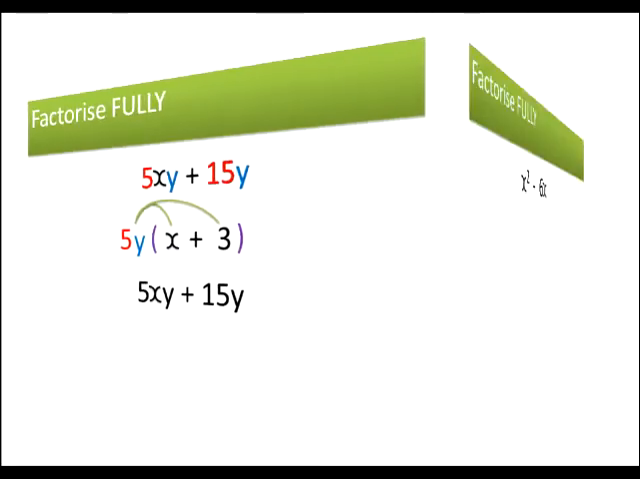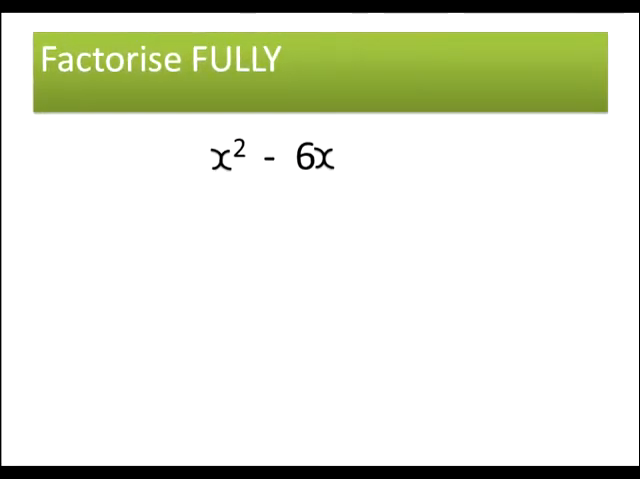Let's have a look at this one. Now, I can't look at the numbers because this is a 1x squared, but we never take a 1 outside because it's a common factor of everything, so it's pointless. So I'm only going to be able to look at the letters. So there's a letter common, so we can say a letter x is a common term to both. So I can take out an x.